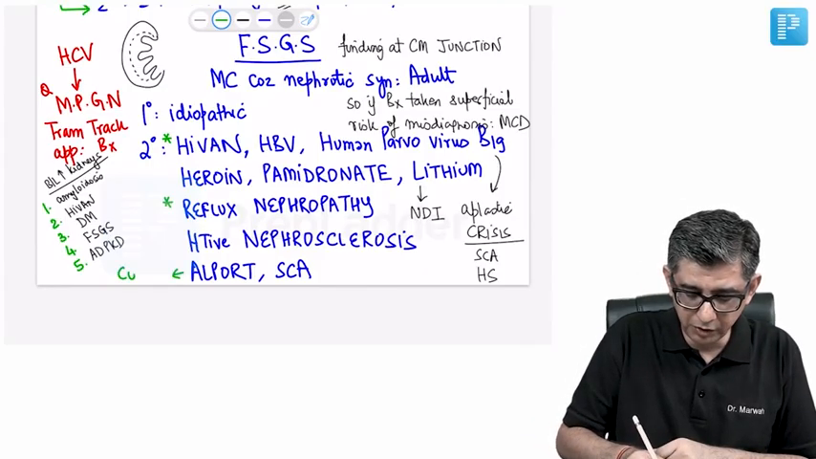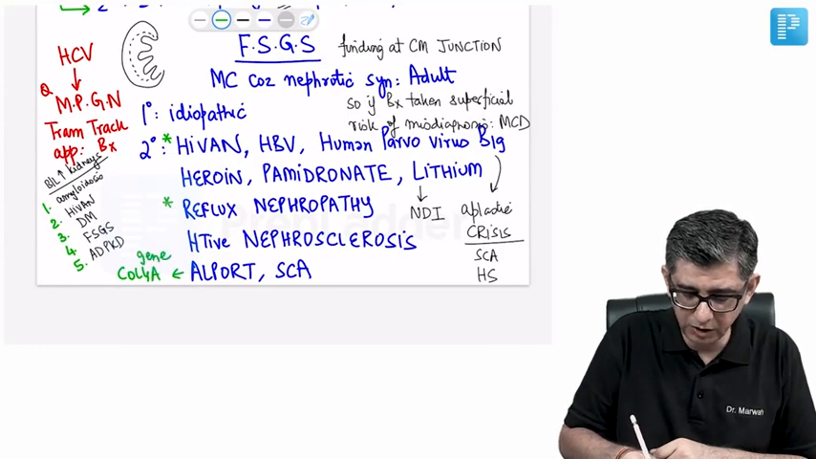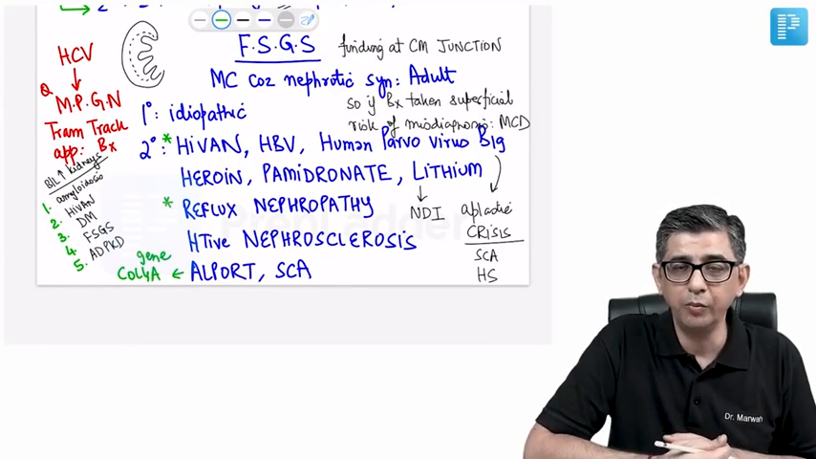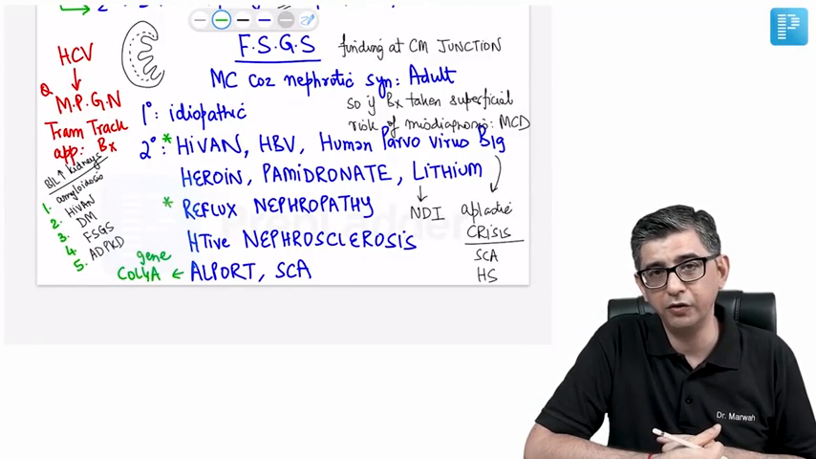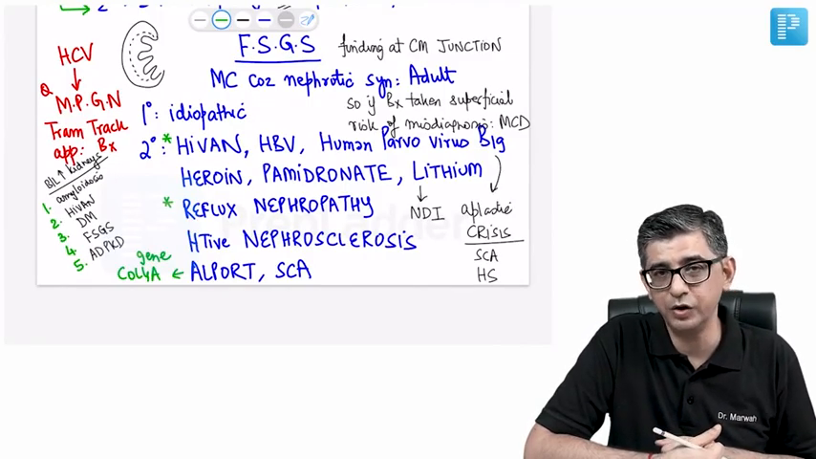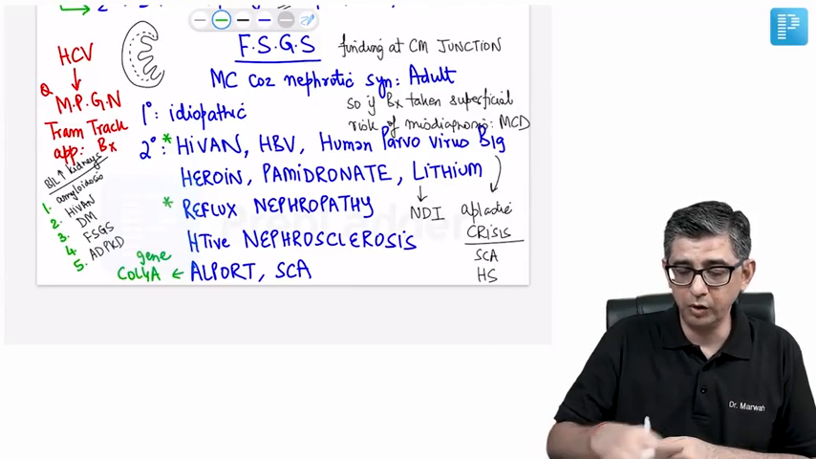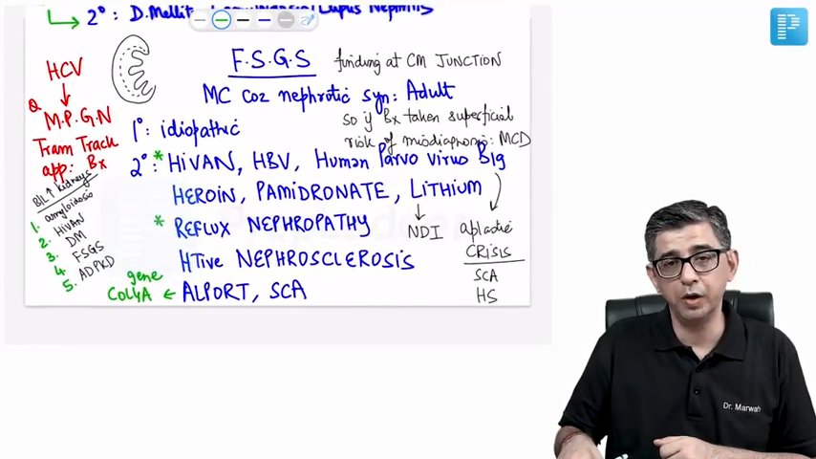Alport syndrome is what you read with respect to a defective gene, that is type 4A collagen, and it is called the 4A gene, which is found to be defective. In Alport, you would be having lenticonus, anterior lenticonus, sensorineural deafness, and then hematuria and end-stage renal disease as well. These are some of the important causes of FSGS which should be remembered.